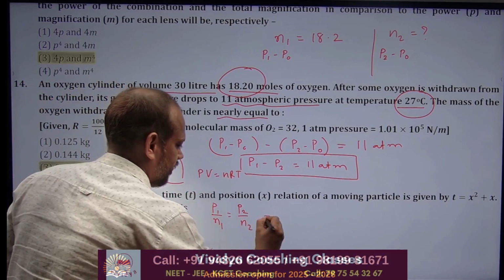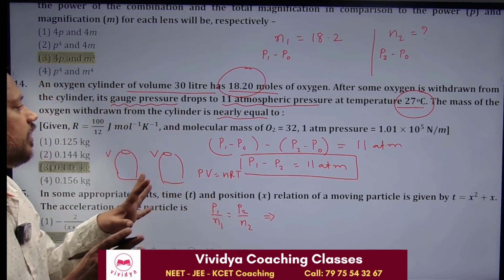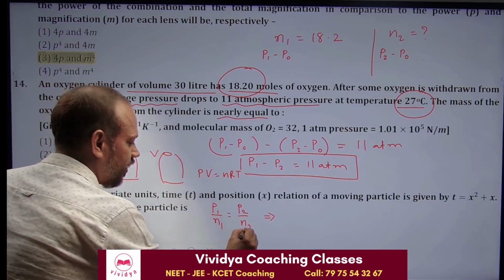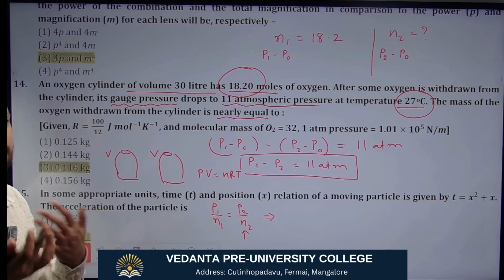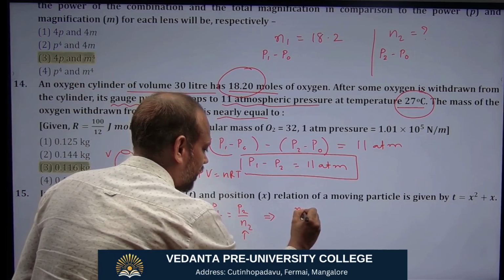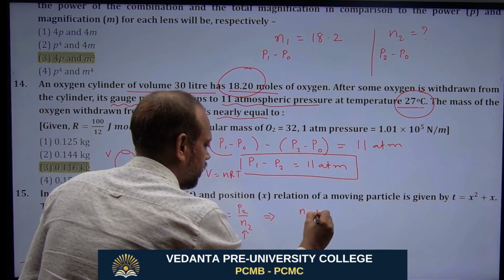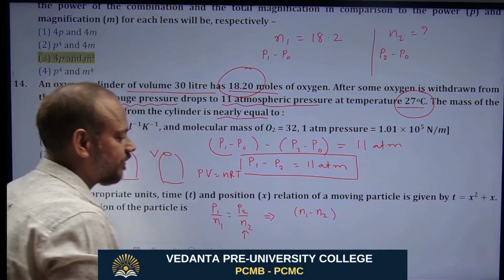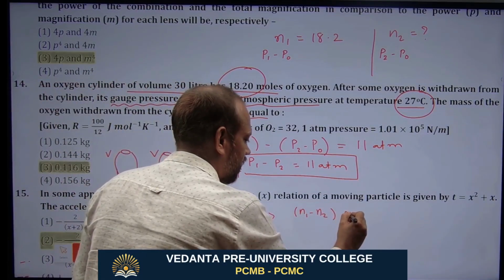Now, what do we have? What we have to calculate in this is the mass of oxygen that is taken out. That is relevant to N2, right? So if you find out how much is taken out, how much is remaining, this will be our map. First we will find N1 minus N2. This is what you have to find, the number of moles that has been taken out. If you find this, you multiply it by the molar mass.